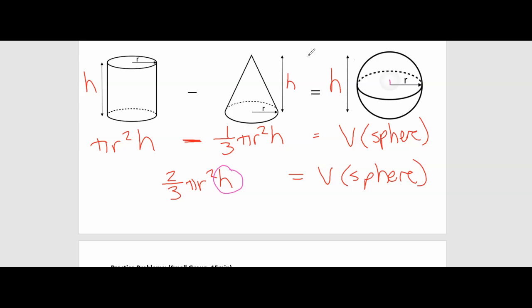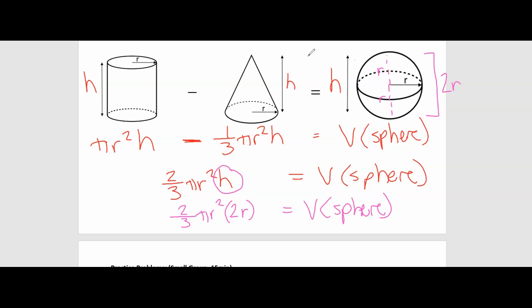Well, if I draw this radius vertically, there's 1. I draw it down to the bottom, there's 2. So the height ends up being 2r. So I'm going to make that substitution. I'm going to have 2/3 pi r squared times 2r is equal to volume of a sphere. Now my entire formula is in terms of the radius, which is what I want because that's the dimension they're going to give us for a sphere.